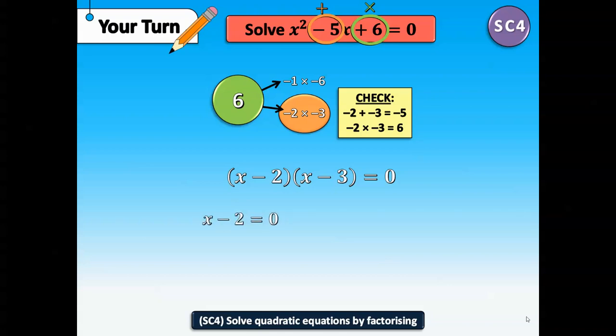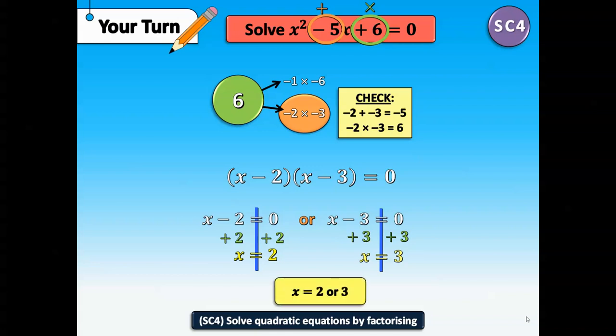If we make each of these brackets equal 0, we can solve it. So for this equation, x equals 2. And for this equation, x equals 3. So our answer is x equals 2 or x equals 3.